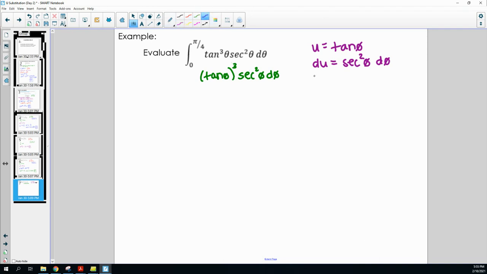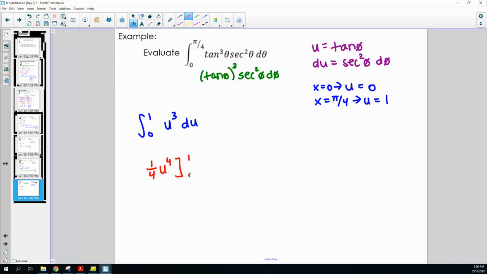So let's change our limits of integration. So if x is equal to 0, u is going to be the tan of 0, which is 0. And when x is equal to pi over 4, u is going to equal the tan of pi over 4, which is 1. So now we have the integral from 0 to 1 of u cubed du. So take the antiderivative of u cubed, so that's going to be 1/4 u to the 4th. And then we're going to plug in our limits of integration, and we end up with 1/4 as our final answer.